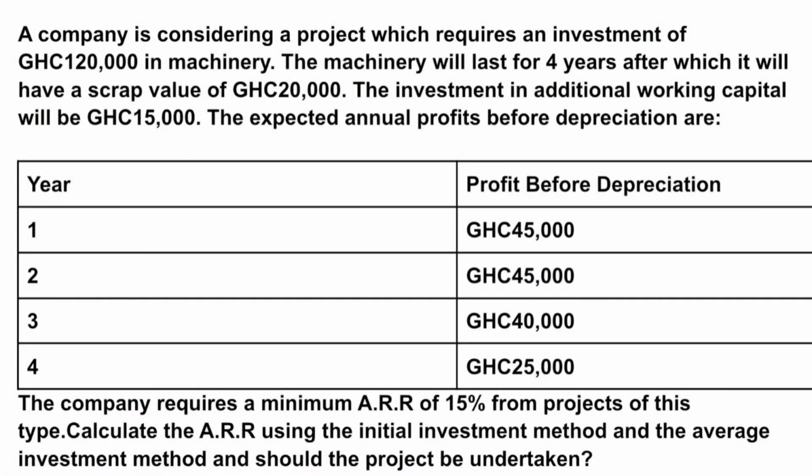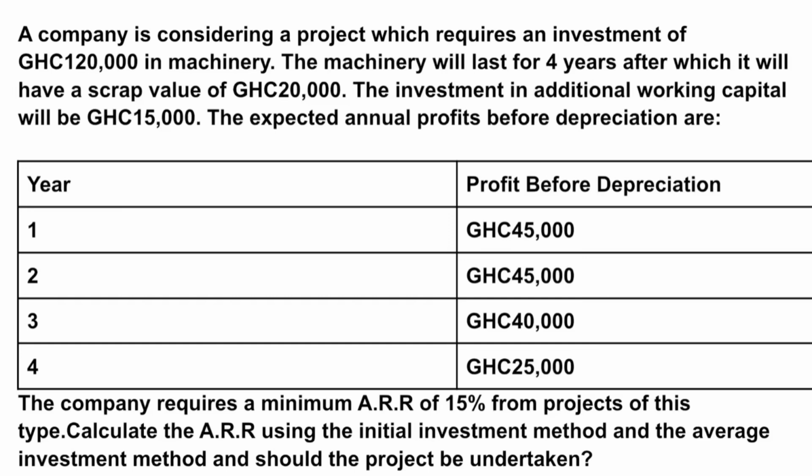It says a company is considering a project which requires an investment of 120,000 cedis in machinery. The machinery will last for 4 years, after which it will have a scrap value of 20,000 cedis. The investment in additional working capital will be 15,000 cedis. The expected annual profits before depreciation, for years 1 to 4, are: year 1, 45,000 cedis; year 2, 45,000 cedis; year 3, 40,000 cedis; and year 4, 25,000 cedis.